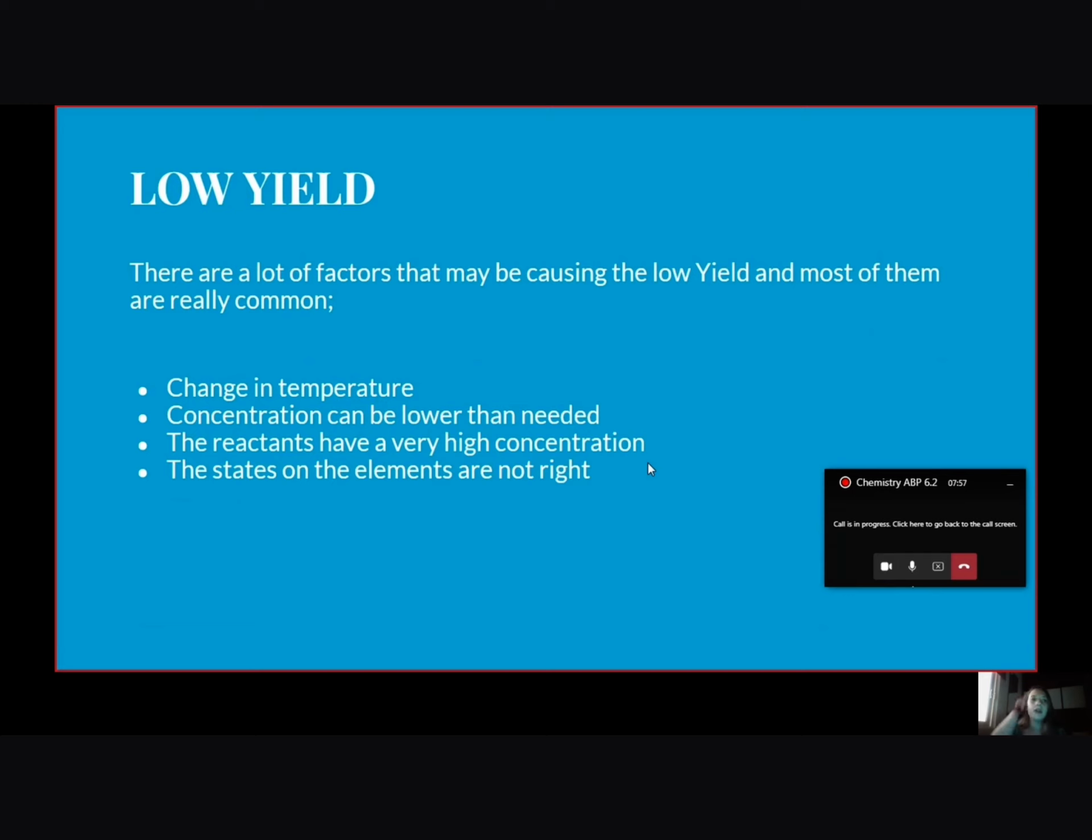Now I'm going to talk about the low yield. There are a lot of factors that might be causing the low yield, and most of them are really common. So we have the change in temperature, in which the temperature isn't the right one for the reaction to be completed. We have that the concentration can be lower than needed, and this will be affecting the product and also the reactants. And we have also that the reactants may have a very high concentration. They have to have the exact amount of concentration for this reaction to work. And the states of the elements are not right. If we do not have the right states in the equation, the reaction will not be possible.